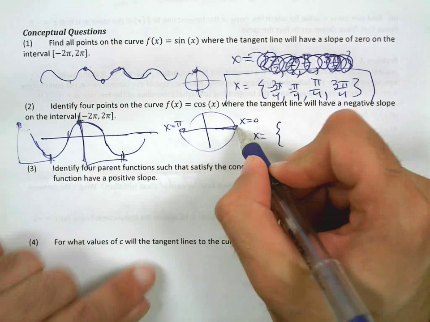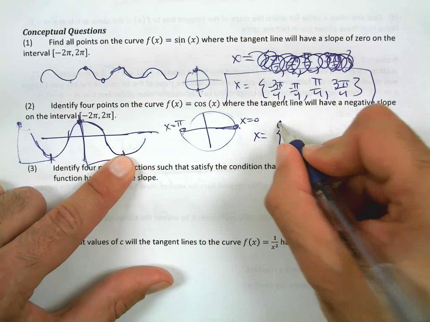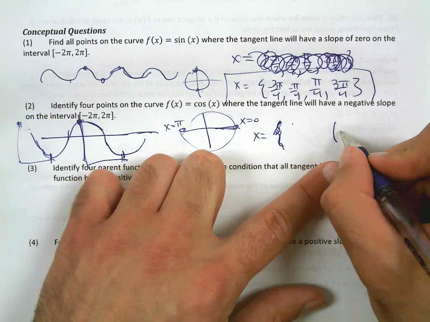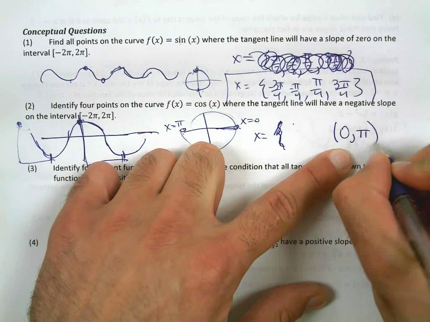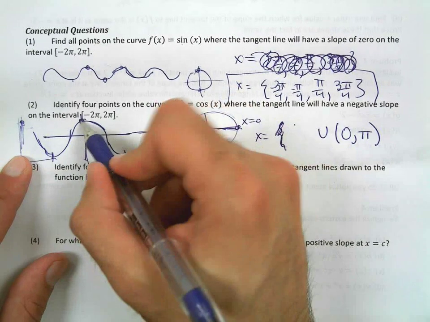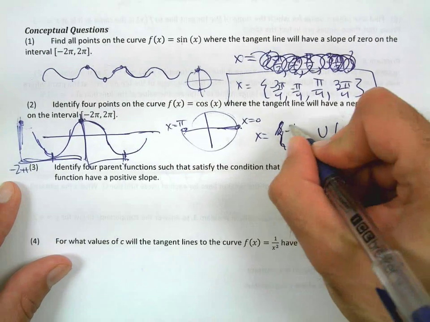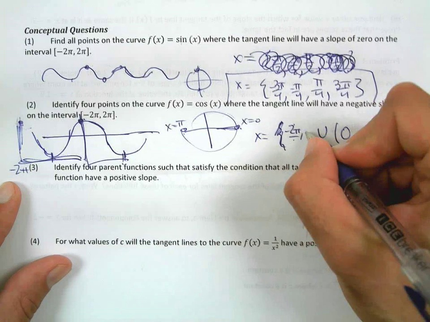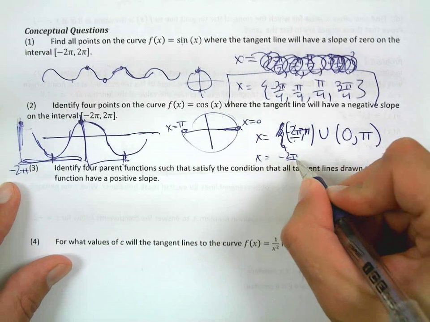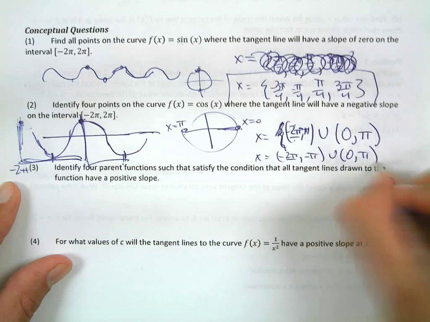Well, cosine is at its maximum at 0, and it continues until pi. So we know that from 0 to pi, it's decreasing. And we also know that further back, if that's 0 to pi, and the period is 2 pi, this also happens at negative 2 pi to negative pi. So let me write it again: negative 2 pi to negative pi, union 0 to pi. That's where it happens.